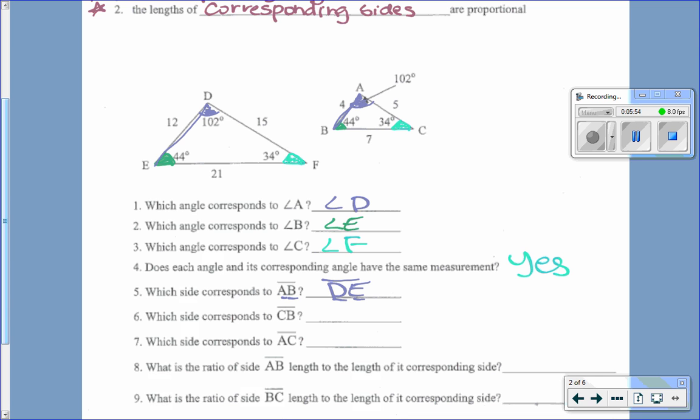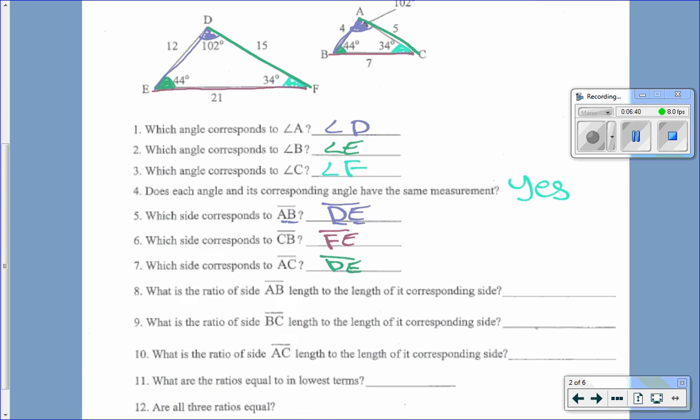Good. Okay, choose a different color. Number 6, which side corresponds to CB? So let's highlight CB. And what corresponds to CB? FE. Good. Correct order. Okay, let's grab our third color. Number 7, which side corresponds to AC? So let's highlight AC. And what side? D, F. Good. And that's the correct order. We good so far?